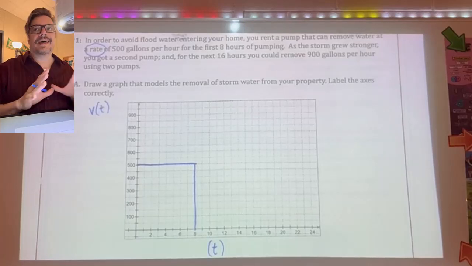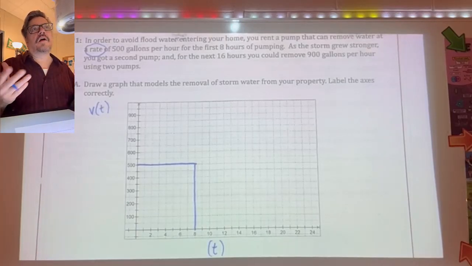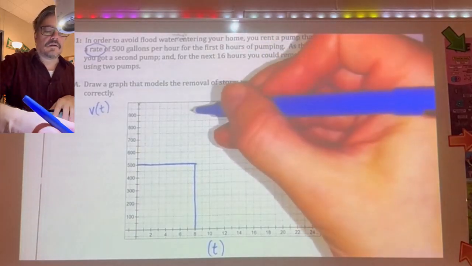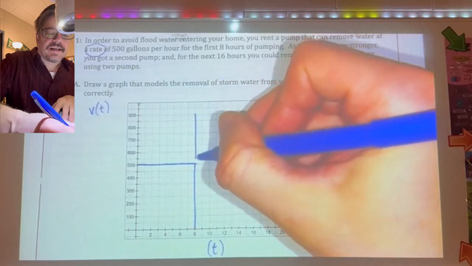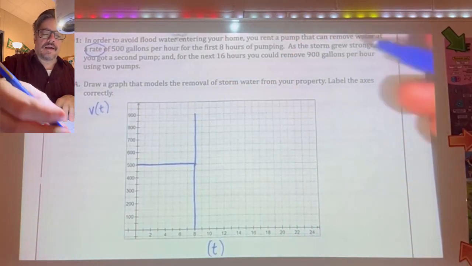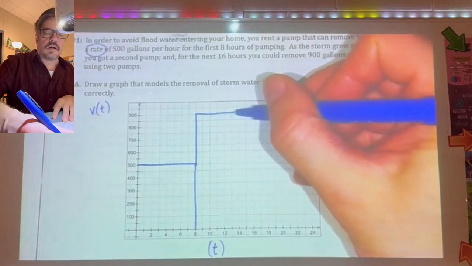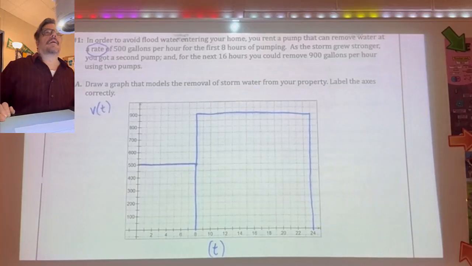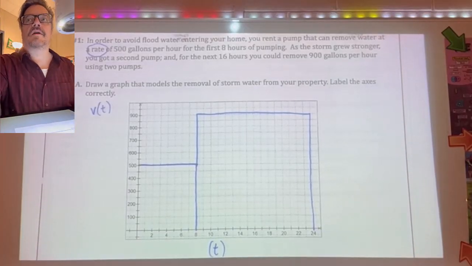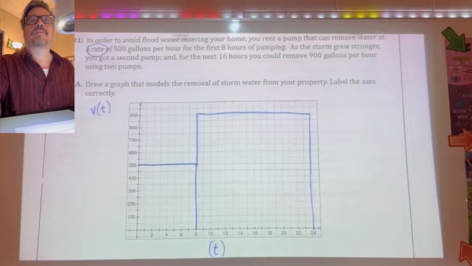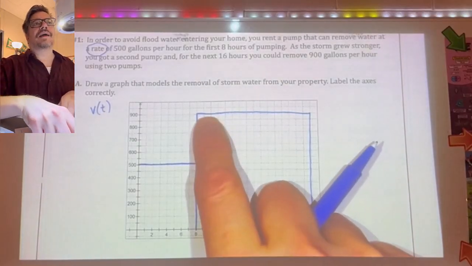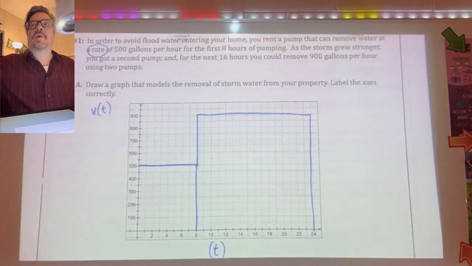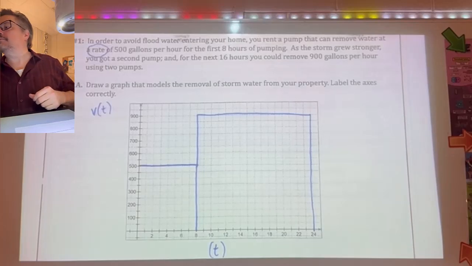After that, they got another pump and started doing 900 gallons for the next 16 hours. 16 plus 8 is 24. Does this make sense? Okay, so 900, and the machines just kept going for 16, and then the pump shut off.